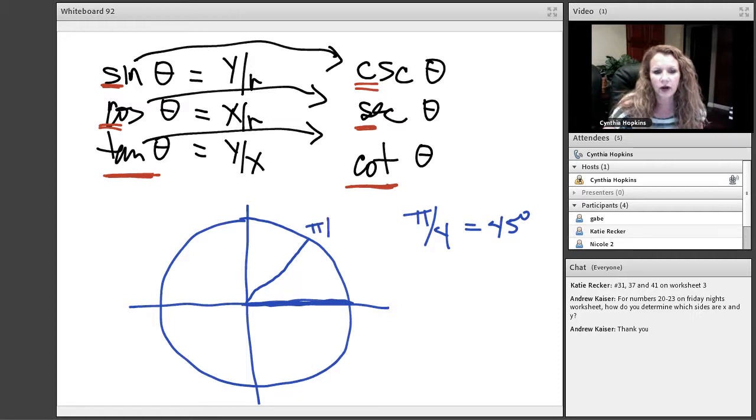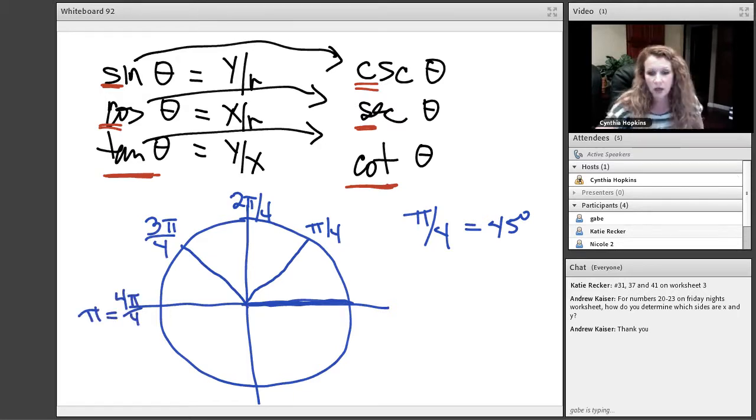And then I'm going to go around and count out pi over 4. So this is 2 pi over 4. Right here would be 3 pi over 4. When I get to my negative x-axis, I'm at 4 pi over 4, and I'll just pause for a moment and say that equals pi, and that should make so much sense to you because I am at 180 degrees, and we know I asked you to memorize that pi radians equals 180 degrees.